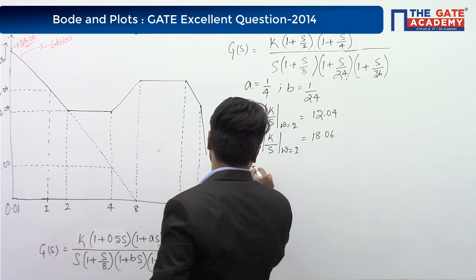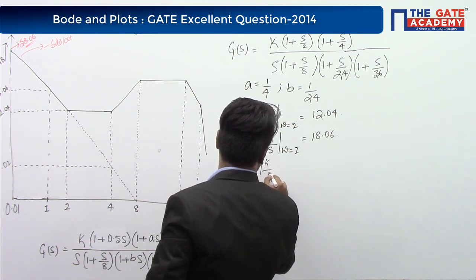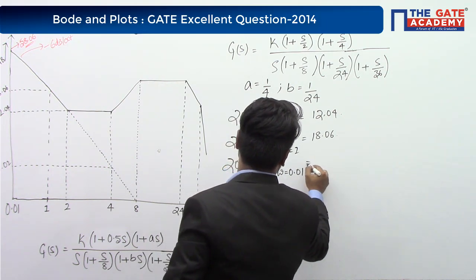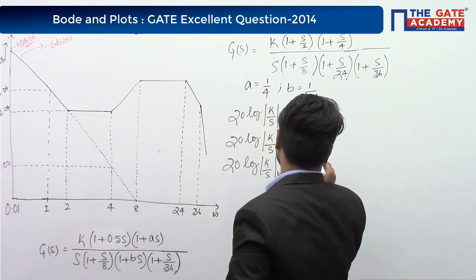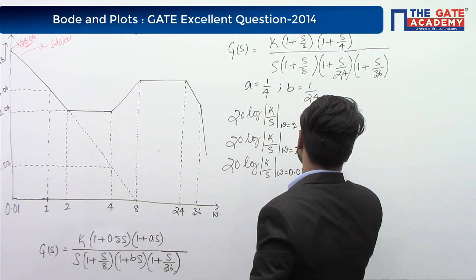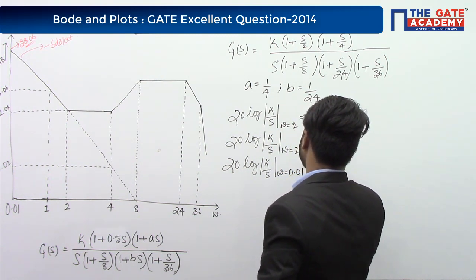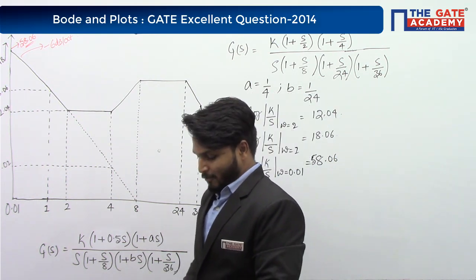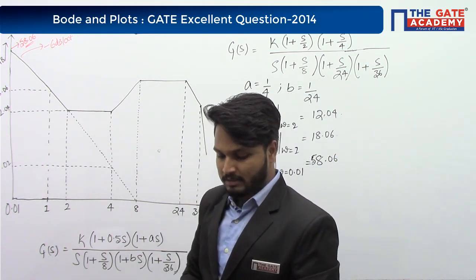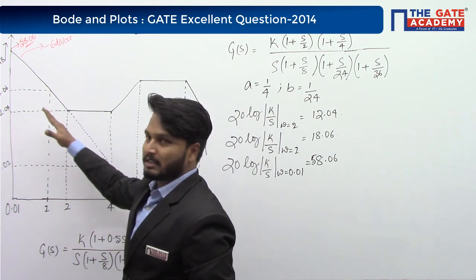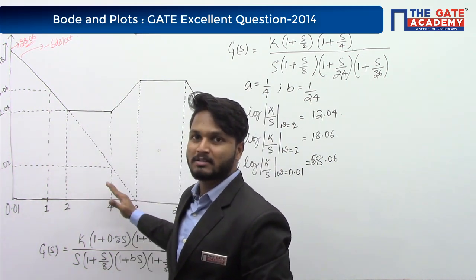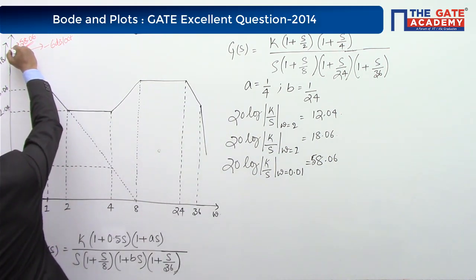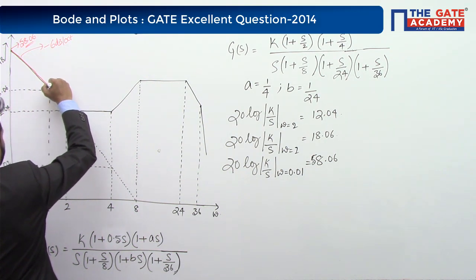20 log modulus of K by S at omega is equal to 0.01. By equating it with 58.06, you can calculate the value of K. Or else, if you just know this particular point, see, this kind of straight lines are because of the factors K by S only, right? So if you can see this particular straight line, this is the straight line.